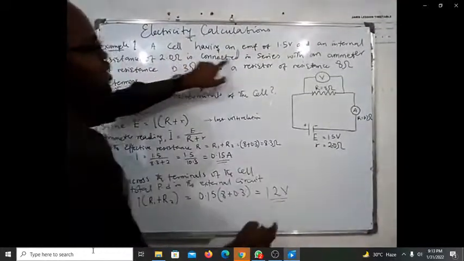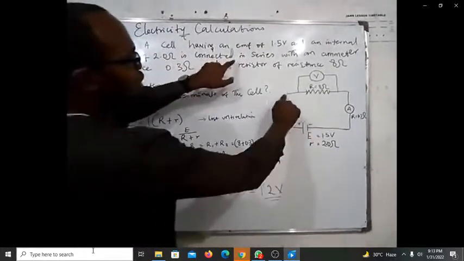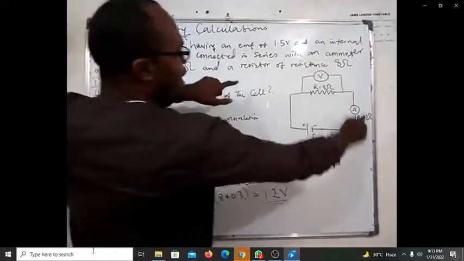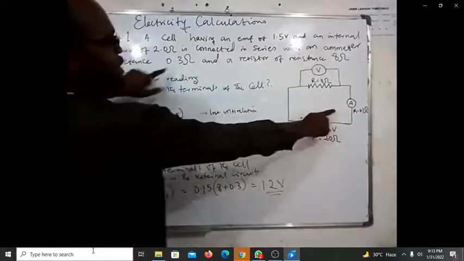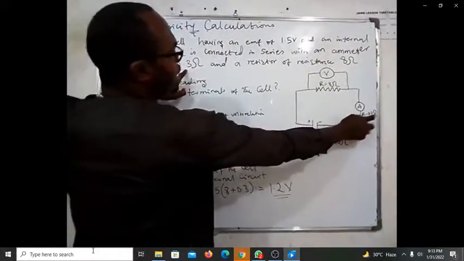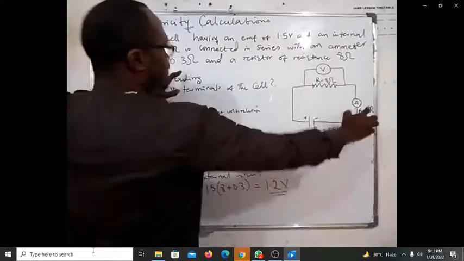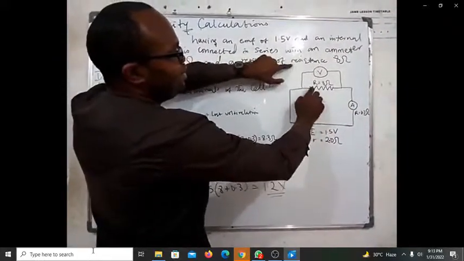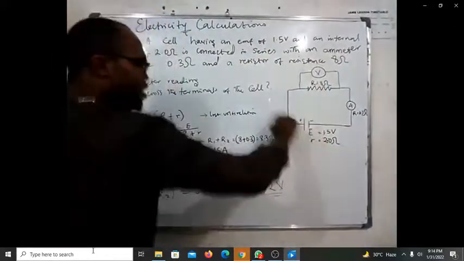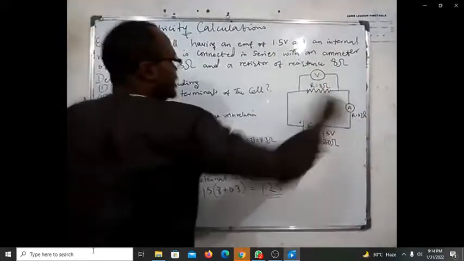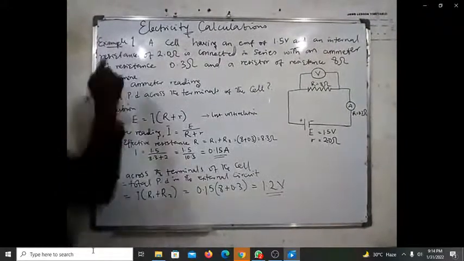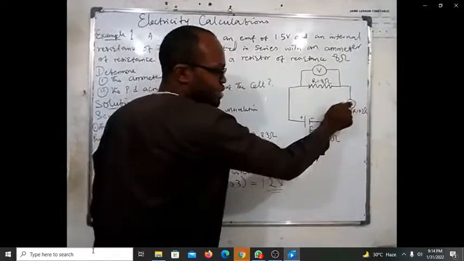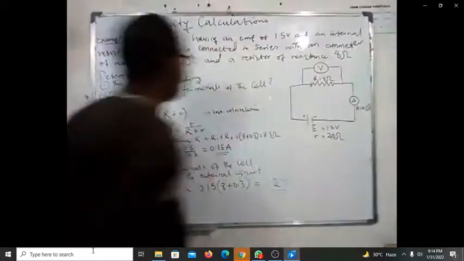So here, a cell having EMF of 1.5 volts and internal resistance of 2 ohms is connected in series to an ammeter of resistance 0.3 ohm and a resistor of resistance 8 ohms. Can you see? All of them are in series. Now they are asking you to determine the ammeter reading, that is, calculate the current that is passing through this ammeter. Can you see the ammeter?